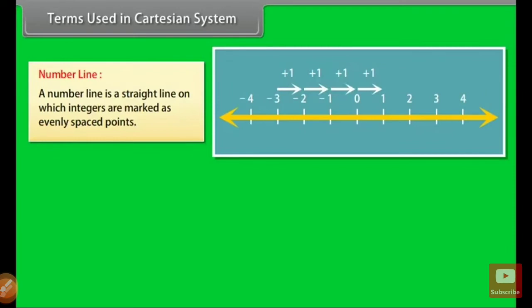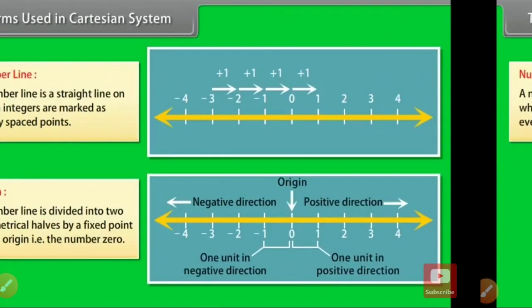Next, before this, you have to know about the number line. I know you people know about the number line. In the number line, the middle point will be 0, with some positives on one side and some negatives on the other. A number line is a straight line on which integers are marked as evenly spaced points. It means every point has equal spacing.